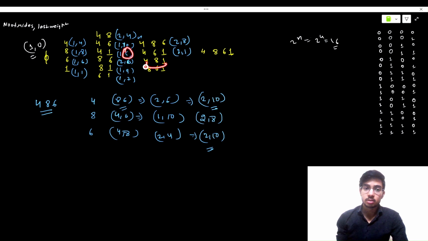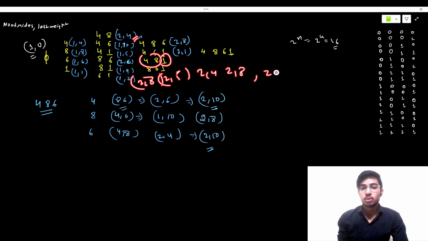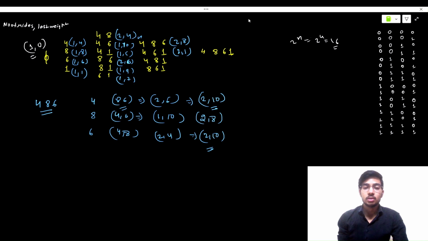No. Because the previous weight is 8, and 8 plus 5 is 13, which is larger. So 2, 8. If you try to process 1, 4, 8, the previous one would be 2, 5. So among 2, 4, 2, 8, and 2, 5, the optimal one is 2, 4. Right? 2, 4.